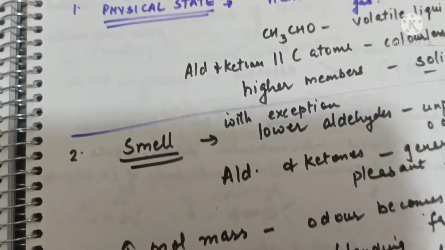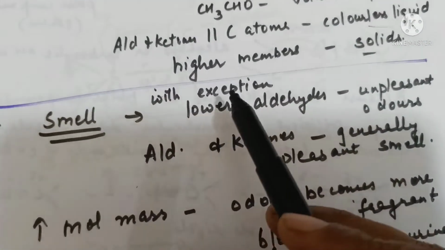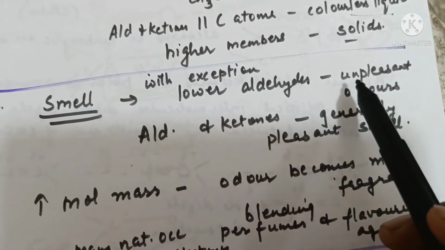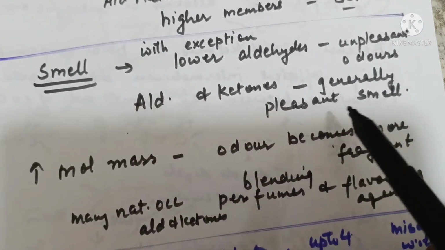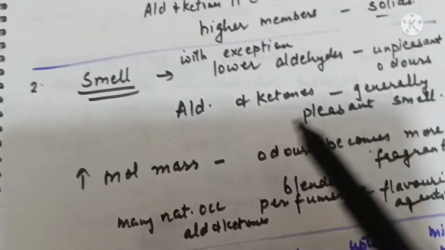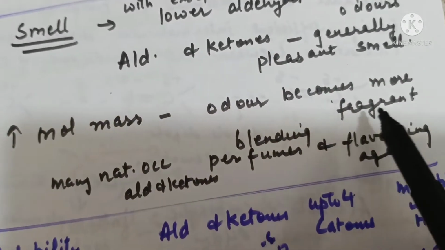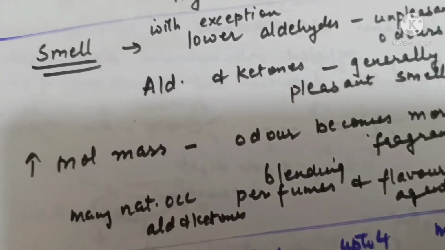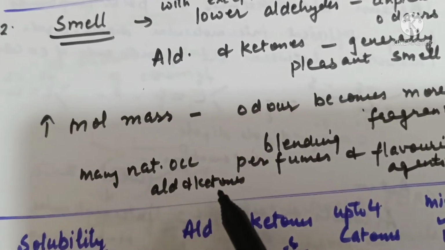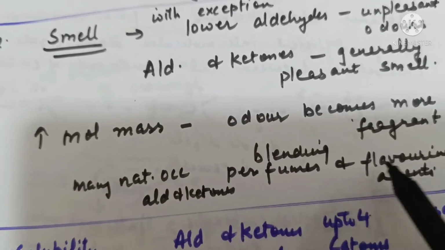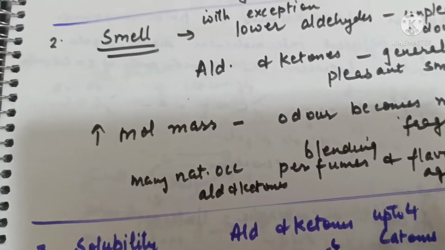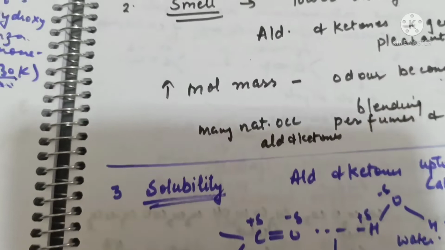Smell. With the exception of lower aldehydes, which have unpleasant odors, aldehydes and ketones generally have pleasant smell. As the molecular mass increases, the odor becomes more fragrant. So many naturally occurring aldehydes and ketones are also used for blending perfumes and as flavoring agents.